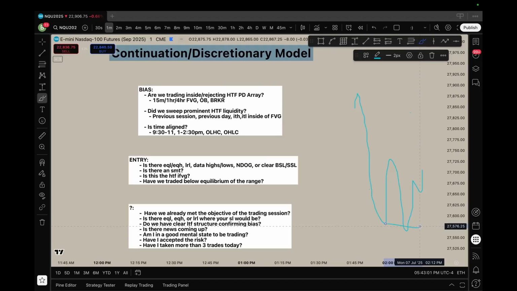So understanding what your mental state is, every time after you take a trade, every time even before you take a trade, ask yourself, am I in the right mental state to be trading? Have I accepted the risk is the most important thing. So I'm going into every trade, and I'm asking myself, if this is a loss, will I be happy with it? Okay? And if the answer to that is no, then I'm not taking my trade.